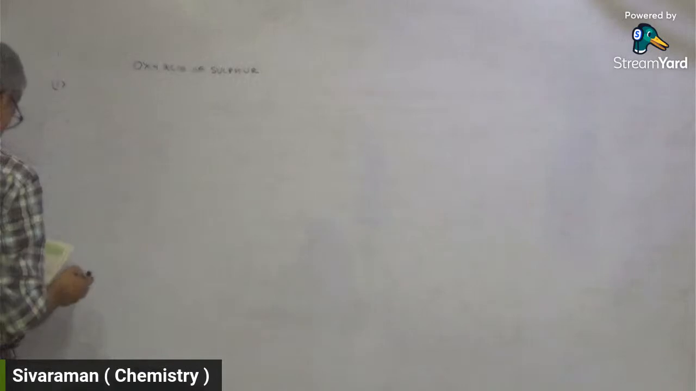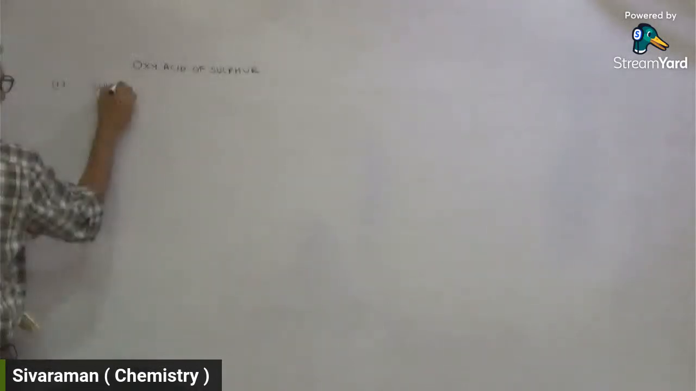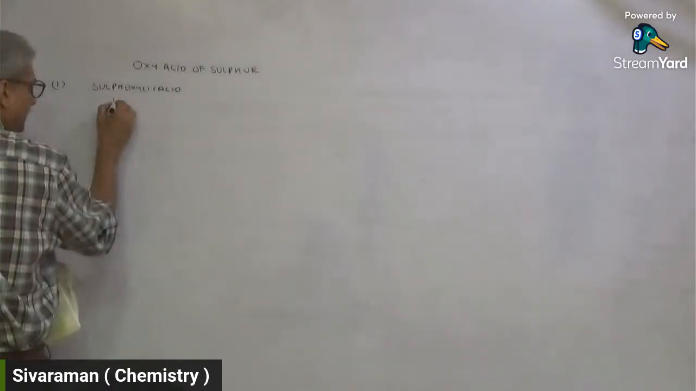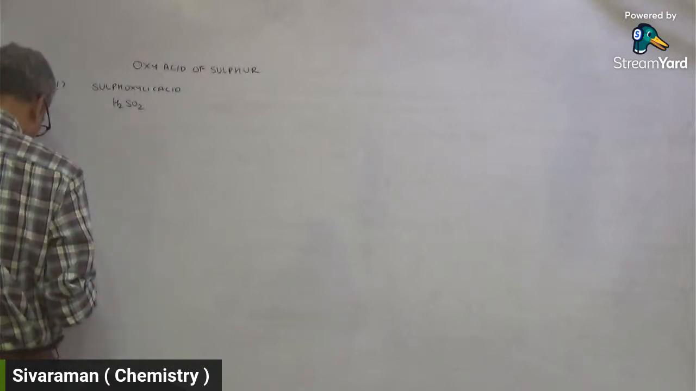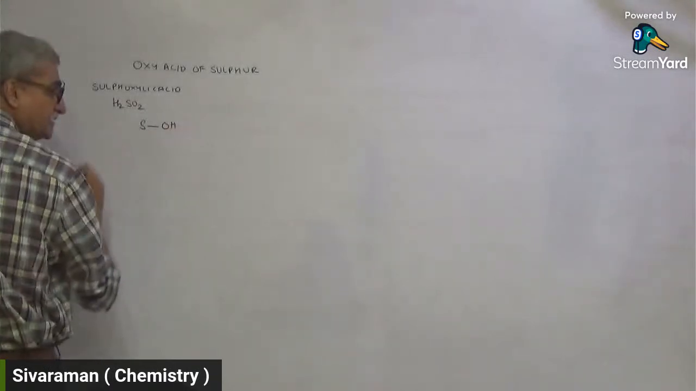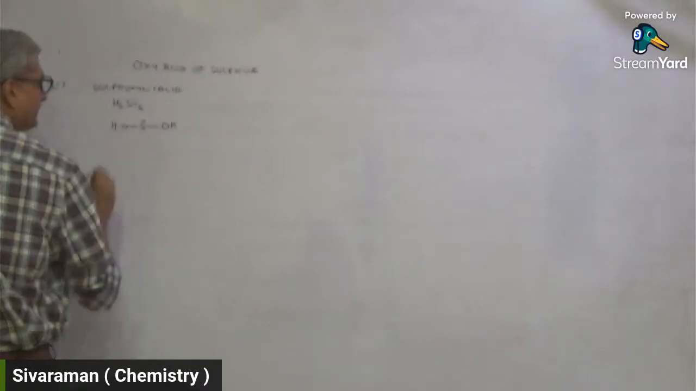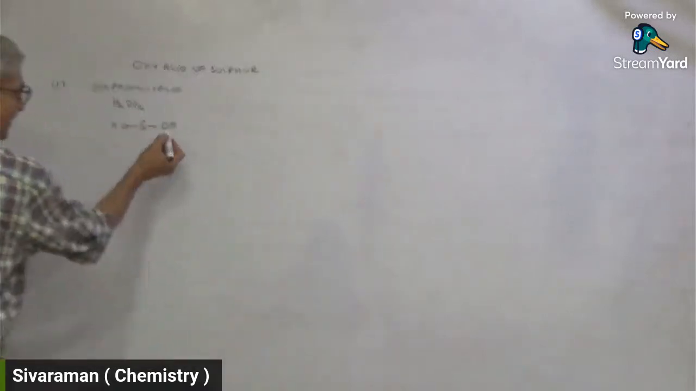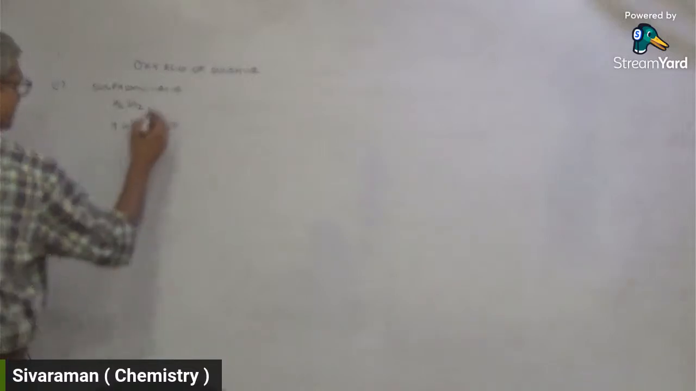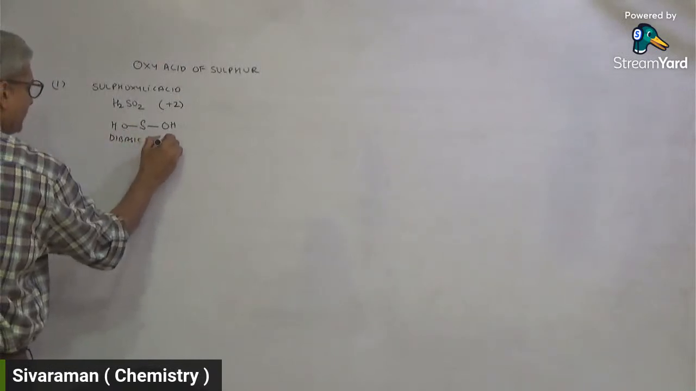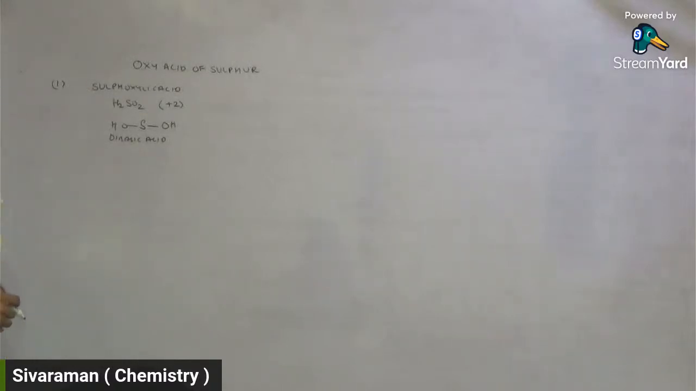The first is sulfoxylic acid. Remember, the formula of sulfoxylic acid is H2SO2. It will have a structure: S, the central atom, with one OH and another OH. You can see over here, OH has an oxidation state of -1, -1. So in this case, sulfur will have an oxidation state of +2 and it is a dibasic acid. These are the questions they can ask: structure, oxidation state of the central non-metal, non-metal attached to OH.